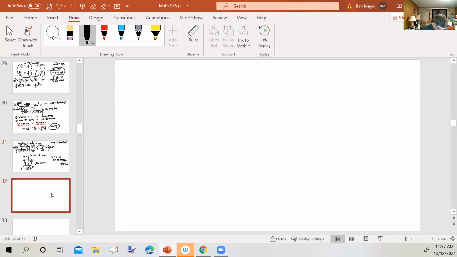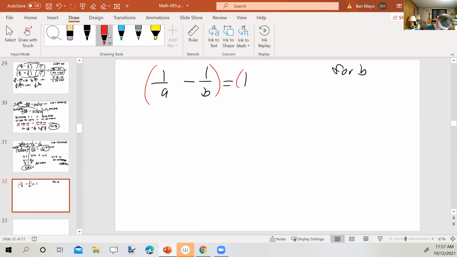Let's take a look at one, solving a formula. 1 over a minus 1 over b equals 1, and we are to solve for b. So I'm going to multiply both sides by the LCD, which is ab. So ab times 1 over a is b. ab times 1 over b is minus a, and I get this.